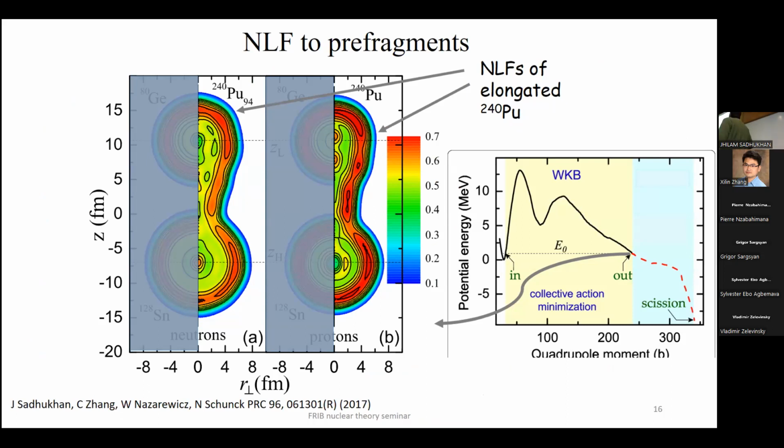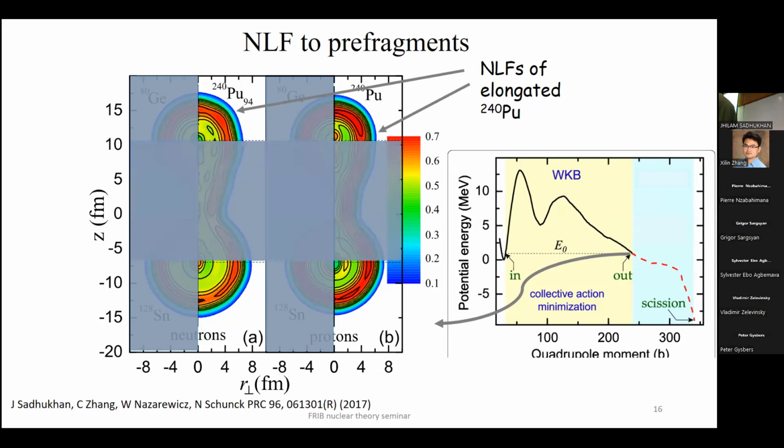Then if we just consider this upper half, this outer hemisphere, and we calculate the number of nucleons inside it, we just double it to get the prefragment. That means some kind of fragment structure which is already appearing inside the nucleus. We calculated it, and for 240 plutonium, we got that for the lighter fragment it is 80 germanium, and for the heavy fragment it is 128 tin.